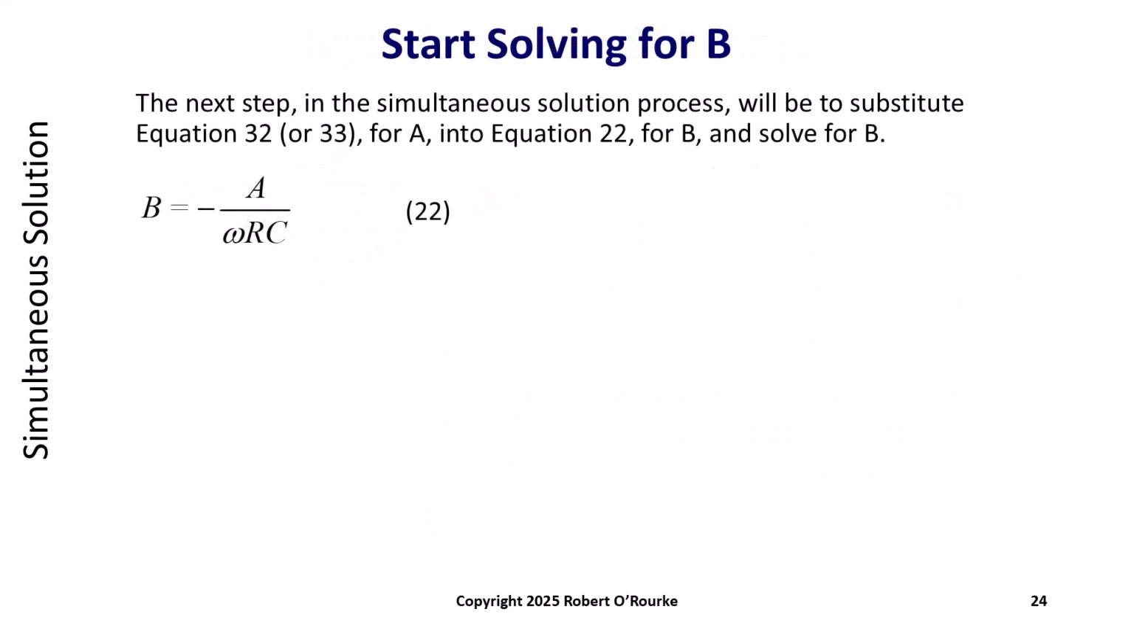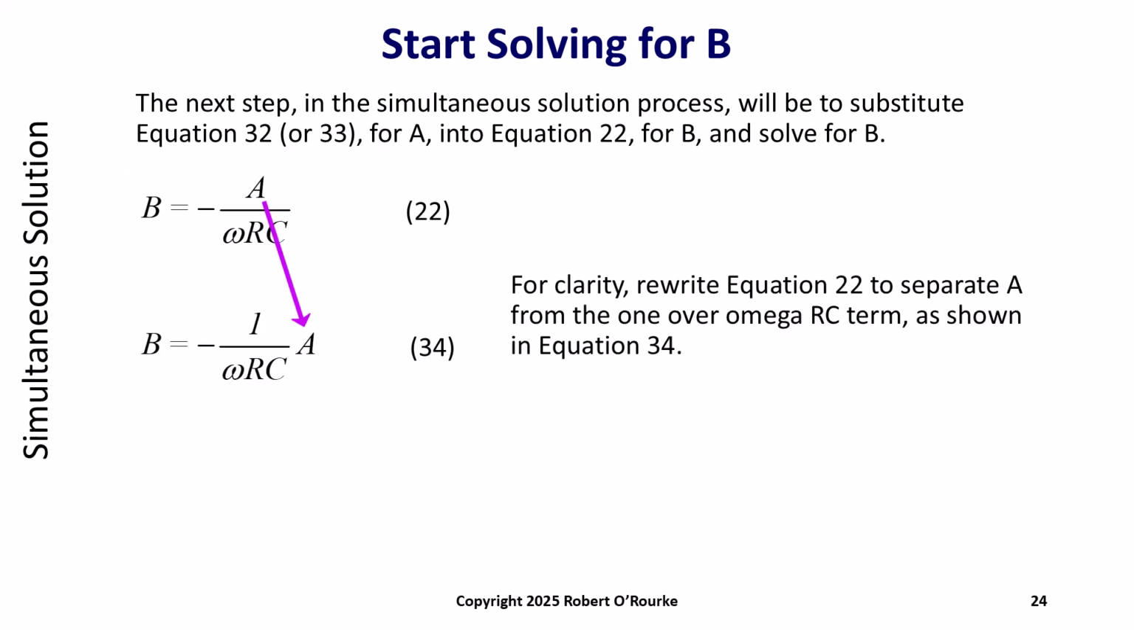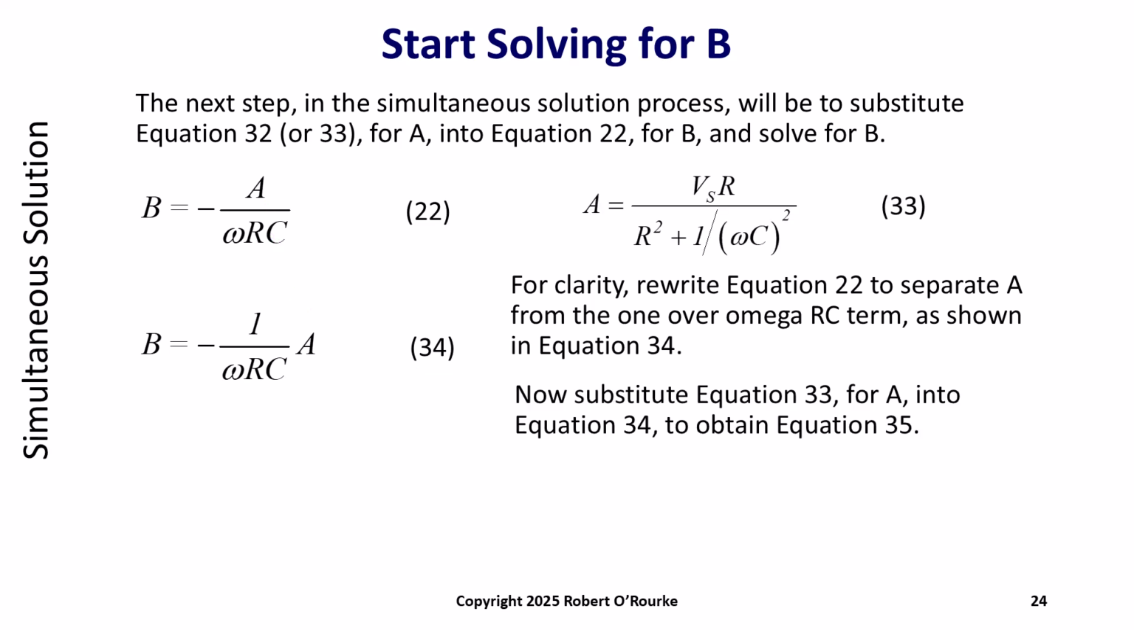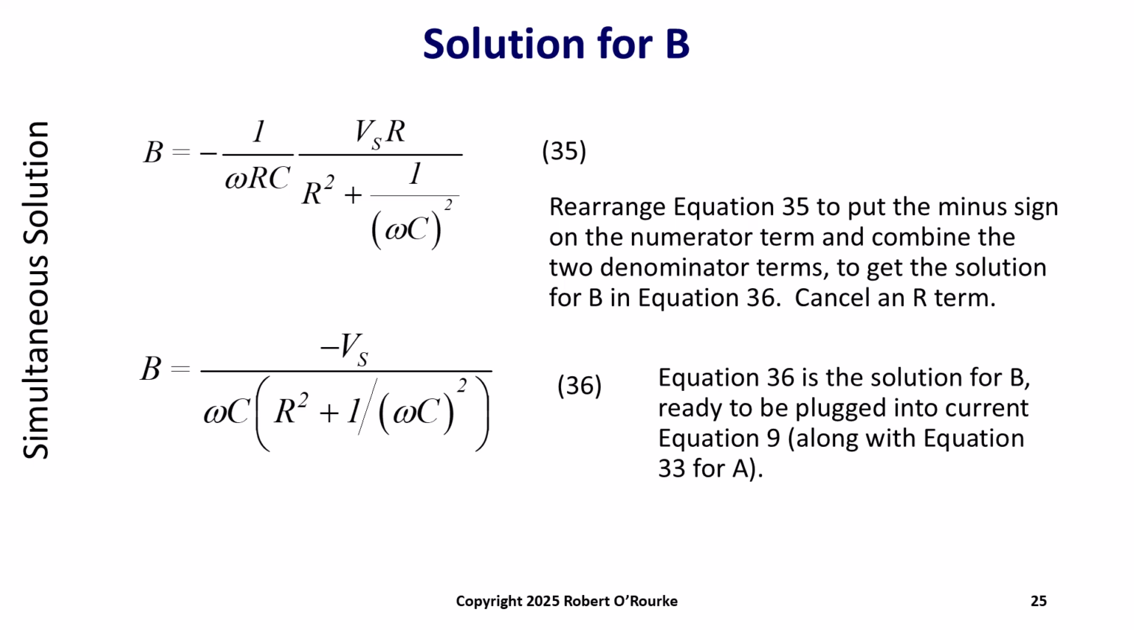Starting the second part of the simultaneous equation solution, we go back to equation 22 for B expressed in terms of A. Reformat equation 22 for visual clarity in equation 34. Substitute equation 33, the solution for A, into equation 34 to obtain equation 35 for B, now no longer expressed in terms of A. Now we have an expression for B in terms of circuit parameters.